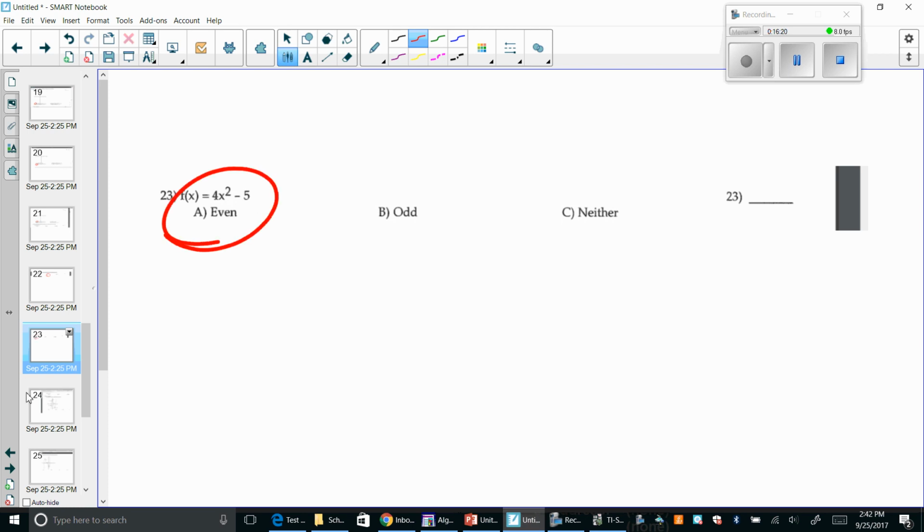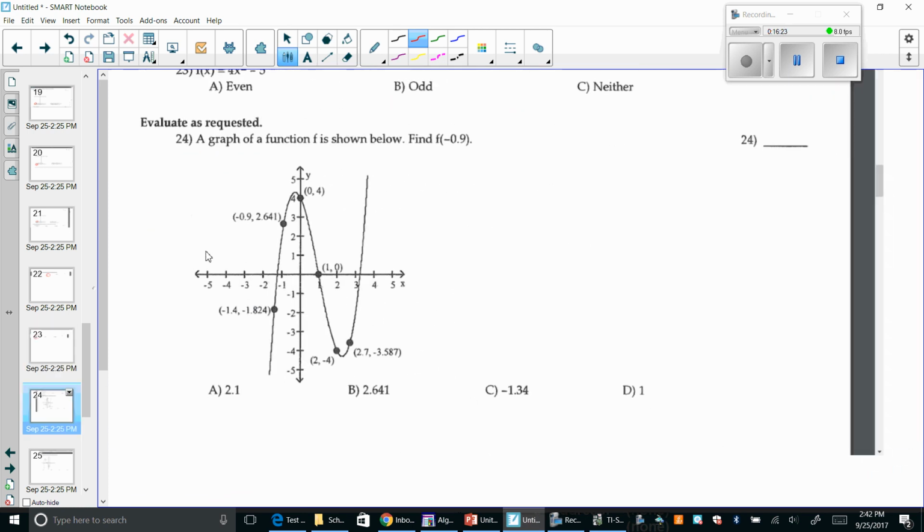And 24. A graph of function f is shown below, find f of -0.9. This is your x value. I want to know the y value. So if x is -0.9, y is 2.641. That would be my answer, 2.641.